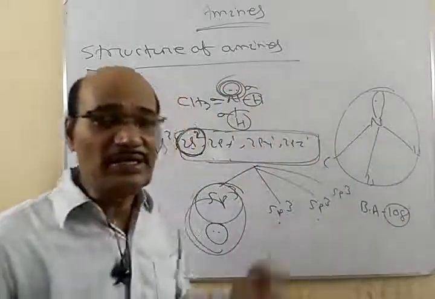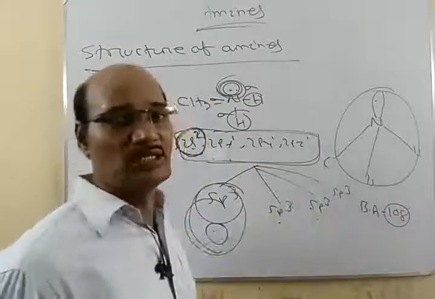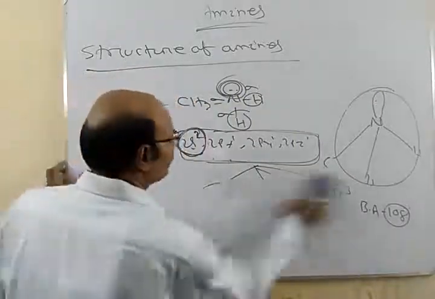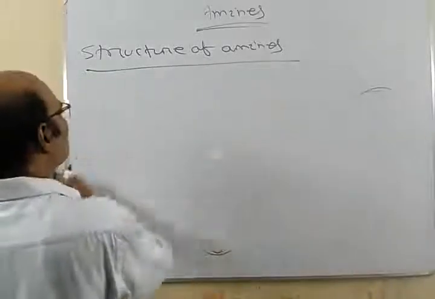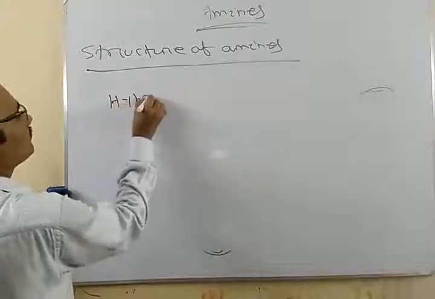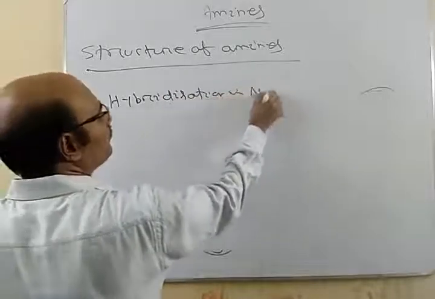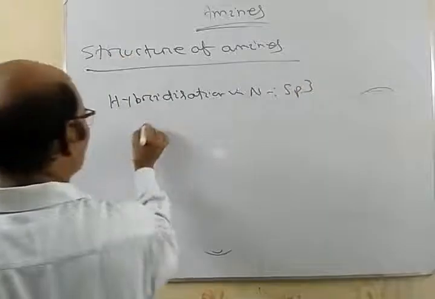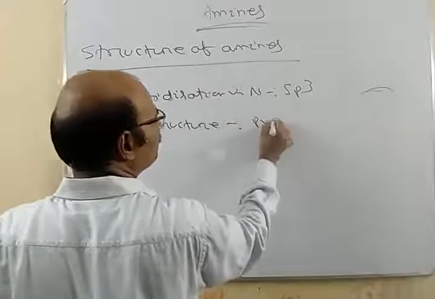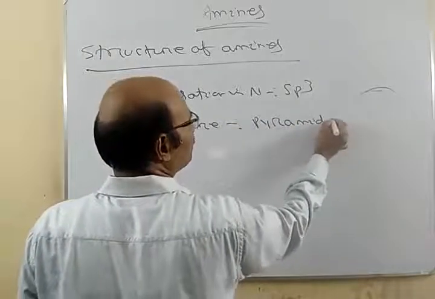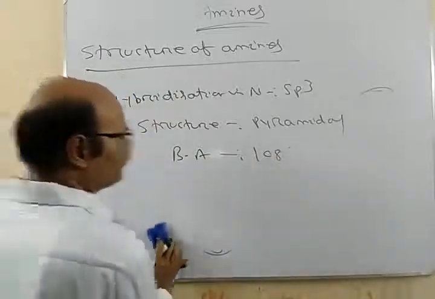108 degrees, slightly more than the ammonia bond angle. Okay. So this is because of this lone pair repulsive interaction. Clear? So what you can say in amines, the hybridization in nitrogen is sp3, the structure is what? Pyramidal, the bond angle is what? 108 degrees. Okay.